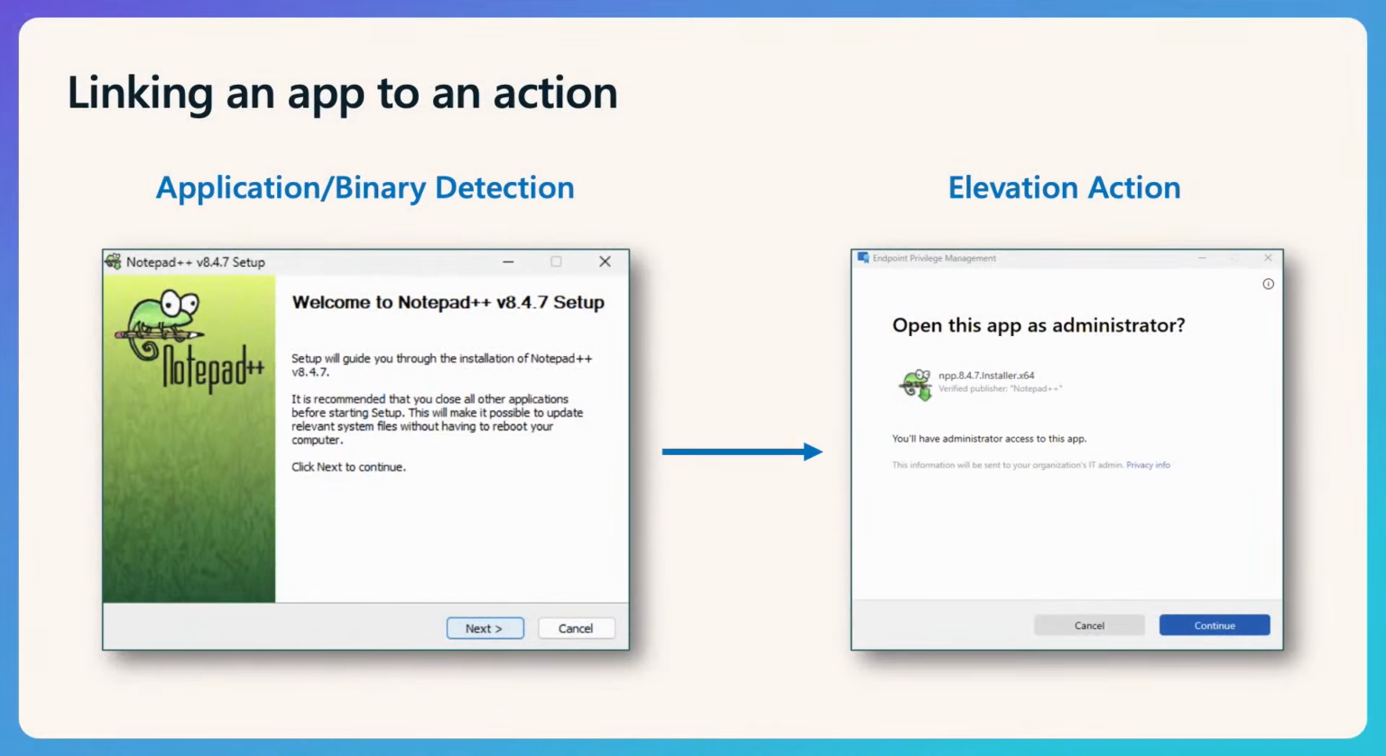So we have two ways from a client side how this works. We can either do application or binary detection. That is when one of your end users is launching an application, then it will trigger the rule that is created to run automatically. Or we have elevation detection. That is when you right-click on something, and depending on the rules you have either for the specific apps or the default options, that is the behavior you will see. I will show you that in a minute.